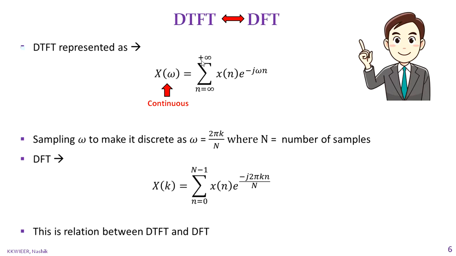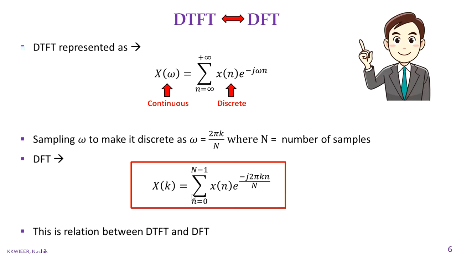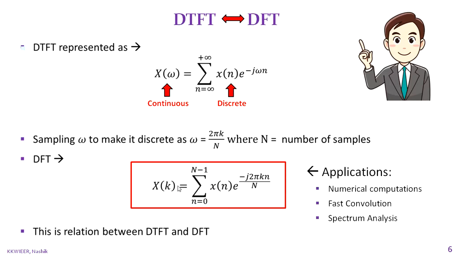That means this is for an infinite sequence. Now we are going to take it for a finite sequence. So that's why DFT will run from n is equal to 0 to n minus 1, that is only for n samples. So in this case, if you see, in case of DTFT, your X of omega, that is the output, was continuous, whereas x of n, the input sequence, was discrete in nature. So same is the case in DFT. So this DFT can be used in numerical computations or fast convolution or spectrum analysis, as we are going to consider only a finite number of samples.